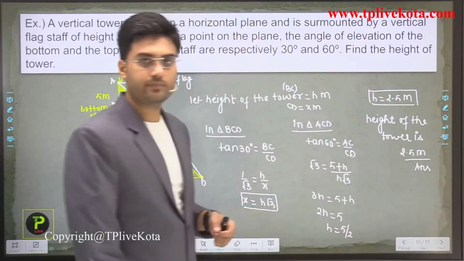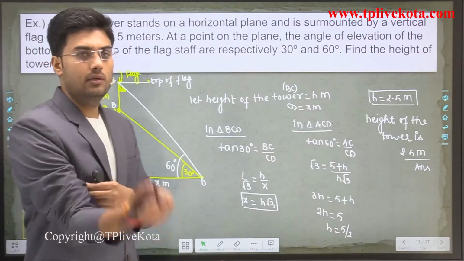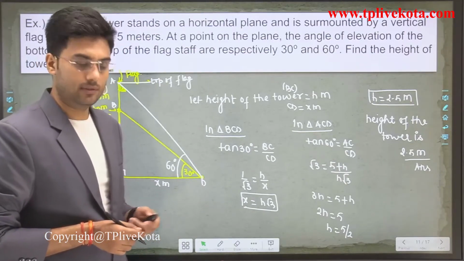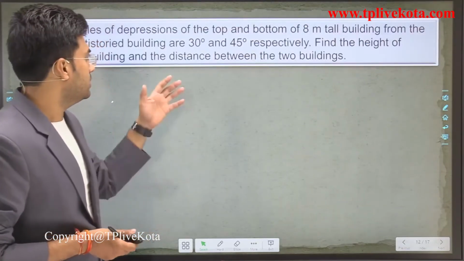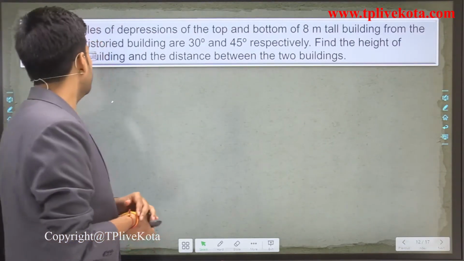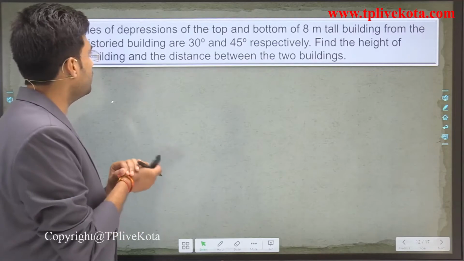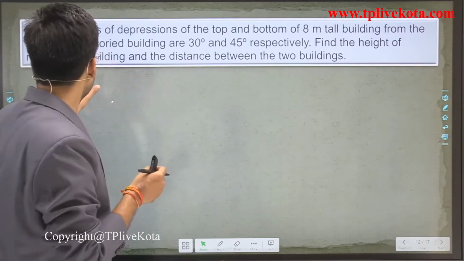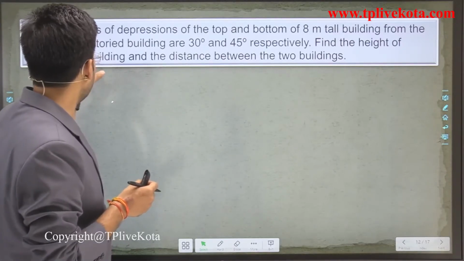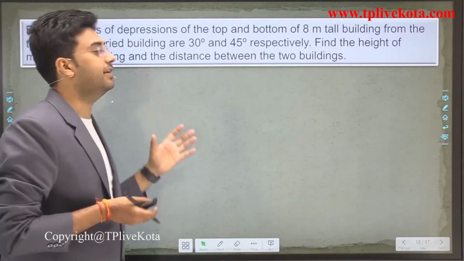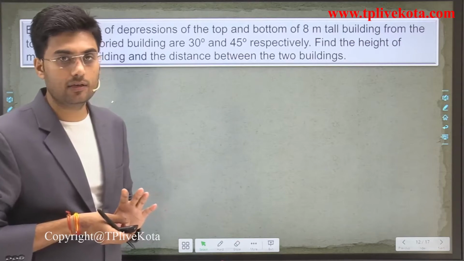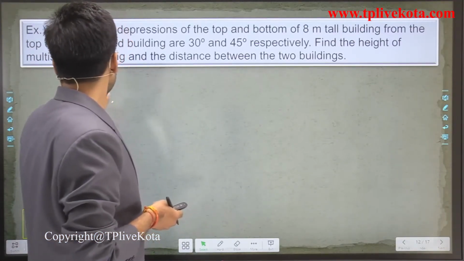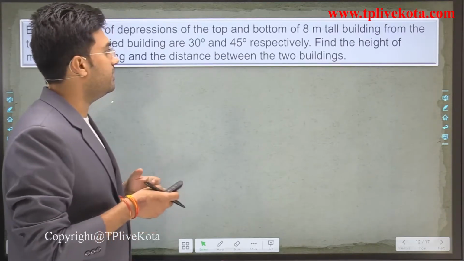Clear? So students, now after this question, let's move to the next question. It is given that the angle of depression of the top and the bottom of an 8-meter tall building from the top of a multi-story building are 30 degree and 45 degree. Clear? Find the height of the multi-story building and the distance between the two buildings.